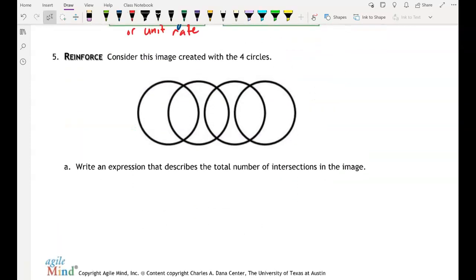All right, let's consider this image that's created with 4 different circles. And we're going to take this a little bit differently than what the book wants us to, and that's okay. Now, write an expression that describes the total number of intersections in the image. Well, let's find the intersections. This is where the lines cross over each other. There's an intersection there, and there, and there, and there, and there, and there.